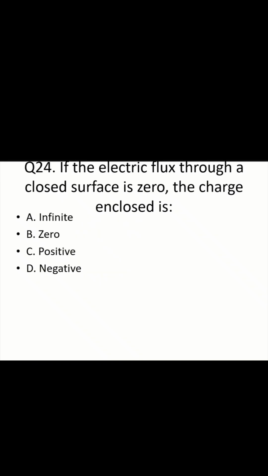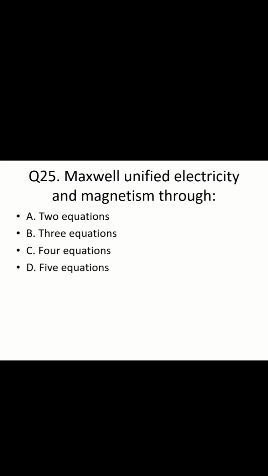If the electric flux through a closed surface is zero, the charge enclosed is infinite, zero, positive or negative. So the correct option is zero. Maxwell unified electricity and magnetism through 2 equations, 3 equations, 4 equations, or 5 equations? The correct option is option number C, 4 equations.